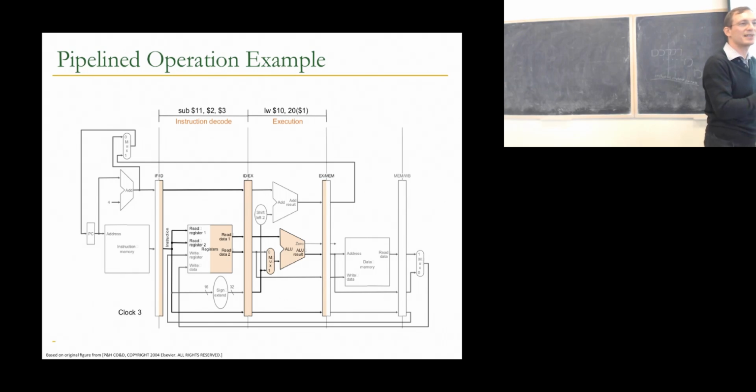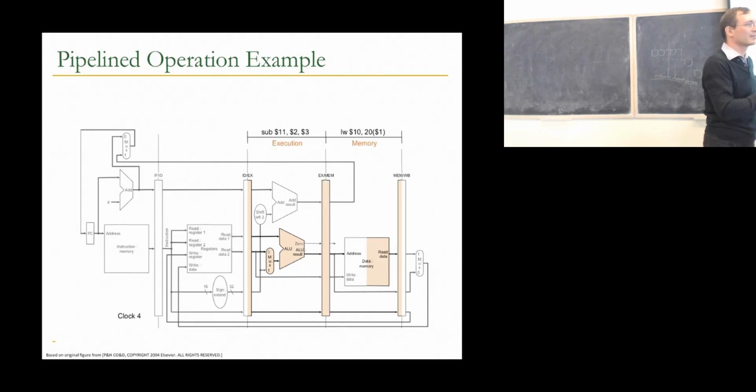You couldn't do this. Because assume that subtract is sourcing register 10, load is writing to register 10. Load value is not available at this point while subtract is doing its execution. This is called the data dependence. And you'll have to find a way of stopping the subtract from going forward. You'll have to find a way of detecting this first.